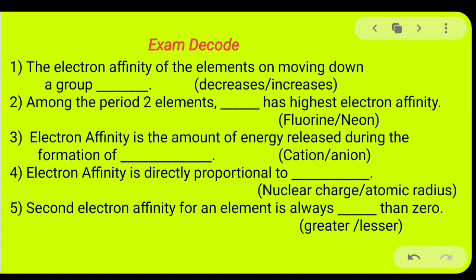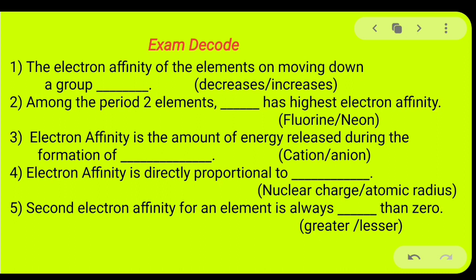Now, let us practice a few questions in my exam decode session. The first question is: electron affinity of the elements on moving down a group, increases or decreases? My second question is: among the period 2 elements, which has the highest electron affinity, fluorine or neon? Electron affinity is the amount of energy released during the formation of a cation or anion? Second electron affinity of an element is always less than 0, greater or lesser?